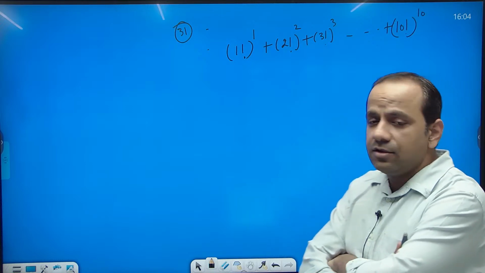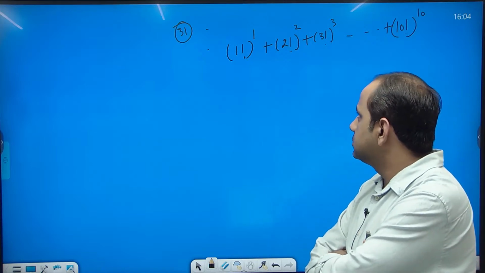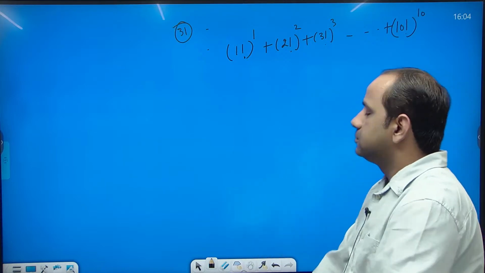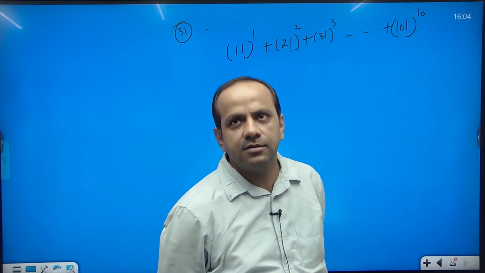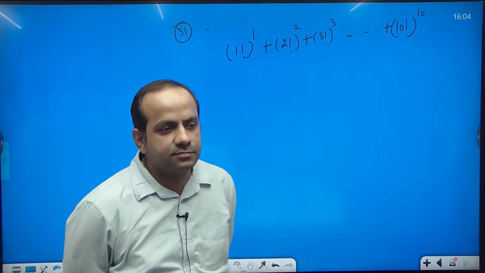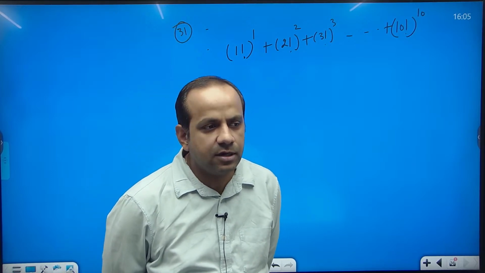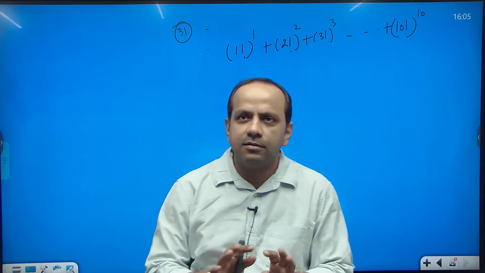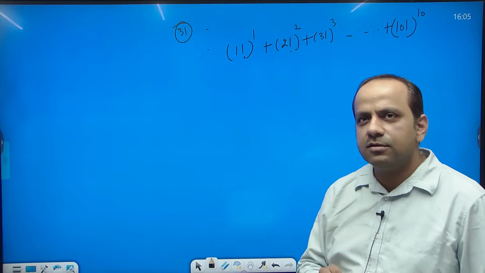We need to find the unit digit of... 7, 6. Pakka. Try this. 7. Pakka. See, there is no hurry. One minute is more than enough. There is no hurry.